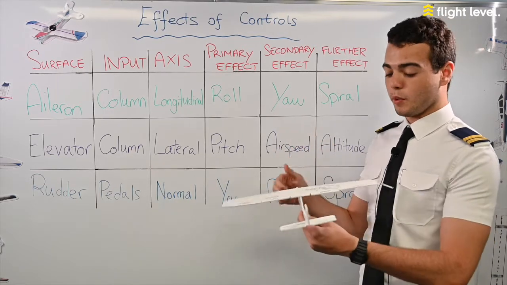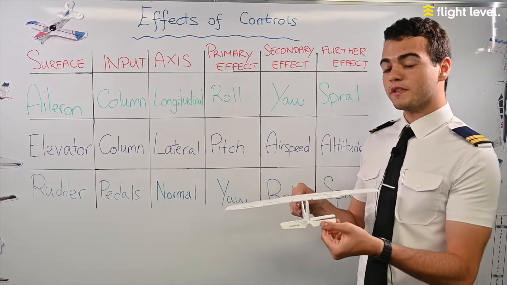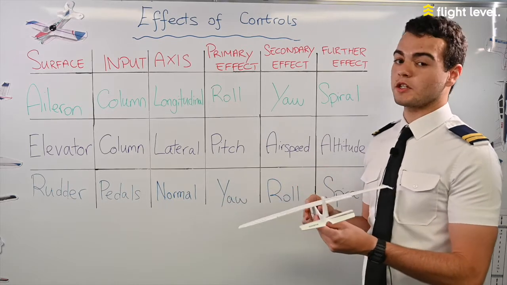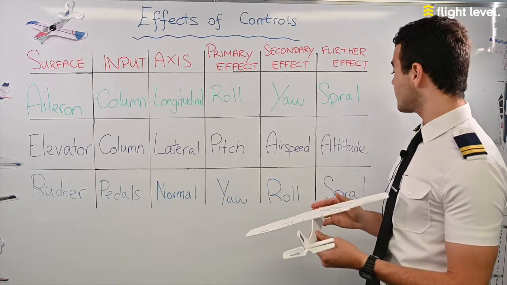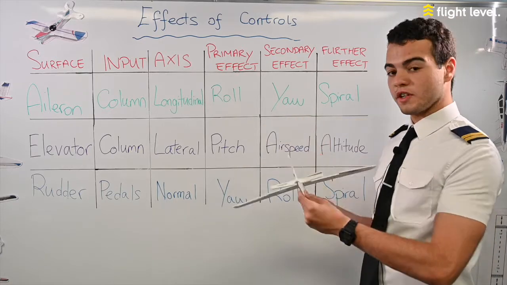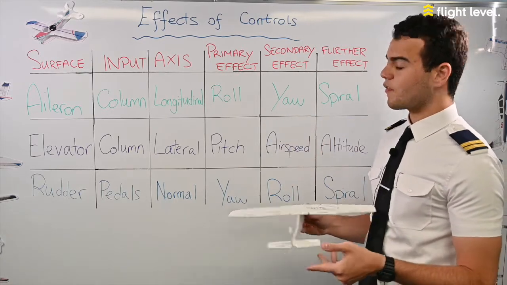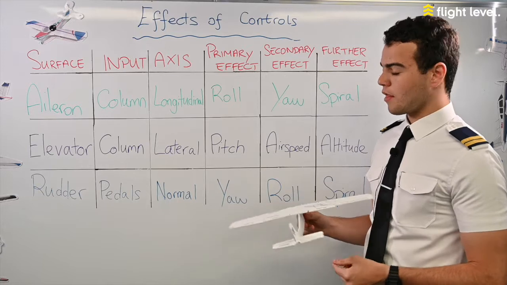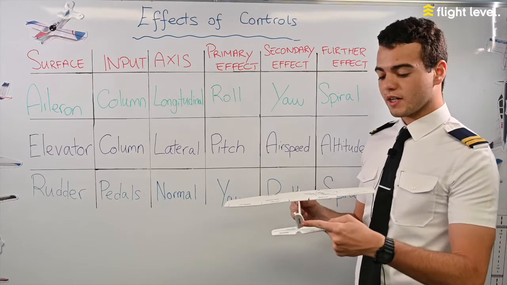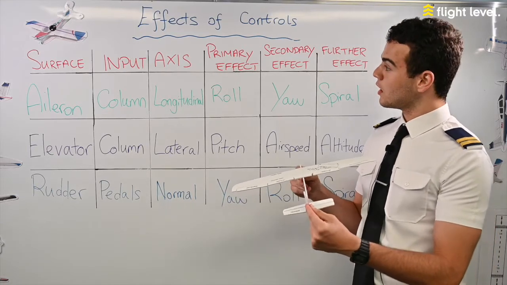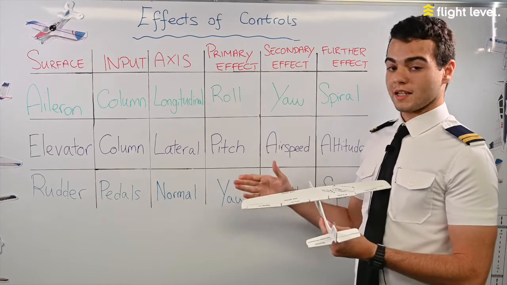Vice versa, if we were pitching down, the elevator would move down, and we would have an increase in airspeed. The further effect is an increase or decrease in altitude. And finally, we have the rudder. The rudder is controlled with the pedals, left and right. Controls the aircraft along the normal axis.